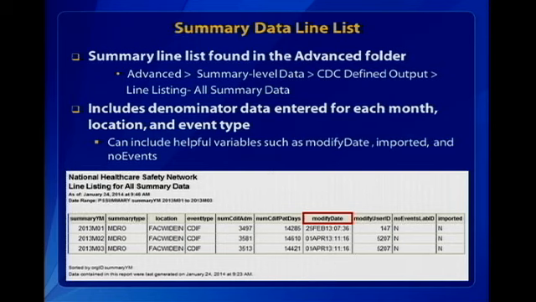So the summary data can also be found in the advanced folder. We have a summary data line list. And this includes denominator data entered for each month, location, and event type. So you can actually modify this line list to include helpful variables such as modify date, imported, and no events.